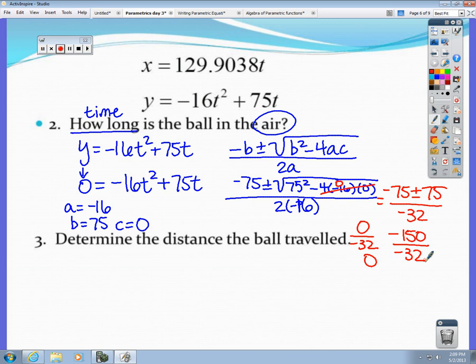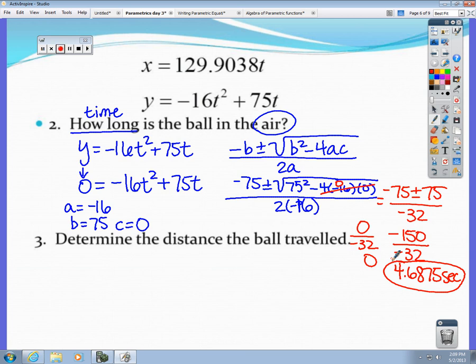And when you divide that, you come out with 4.6875 seconds. Okay, so if the ball started on the ground at 0 and came back down to the ground at 4.6875, then the total length of time it was in the air is the 4.6875 seconds.